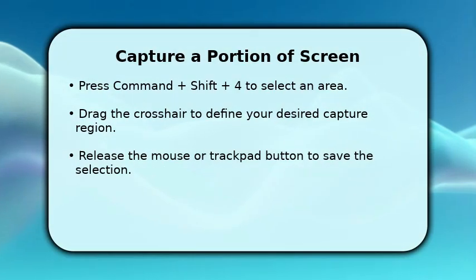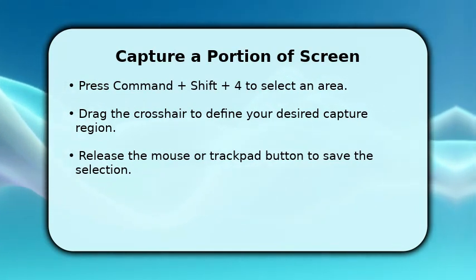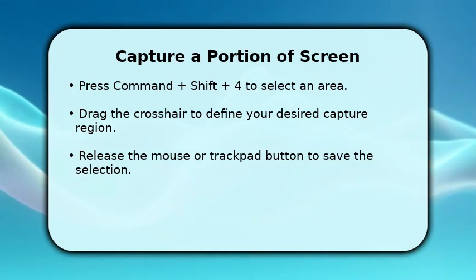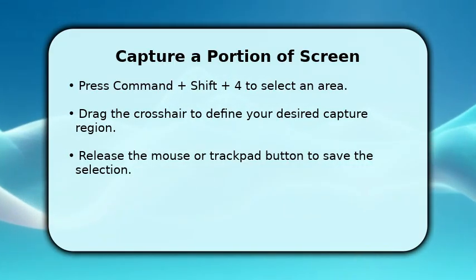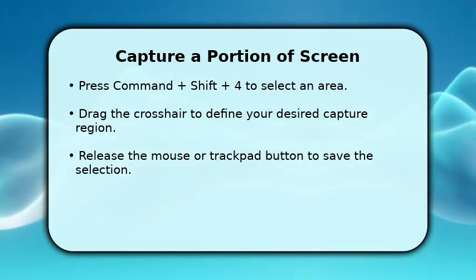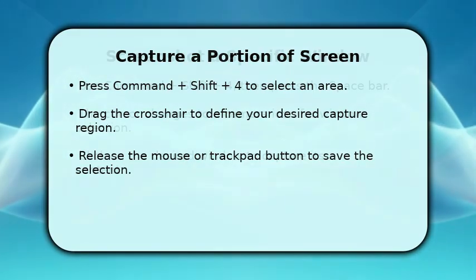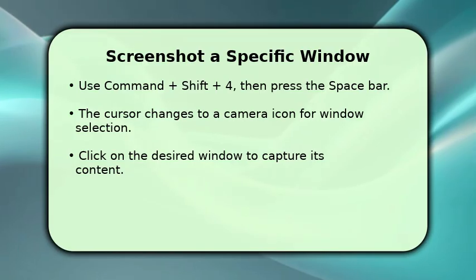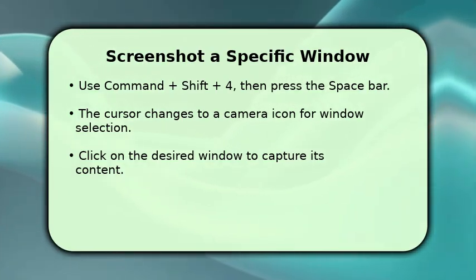For a more specific capture, press Command, Shift, and the number 4. Your cursor will transform into a crosshair, allowing you to click and drag to select the exact portion of the screen you wish to capture. Once you release the mouse or trackpad button, the selected area will be saved as an image file to your desktop.